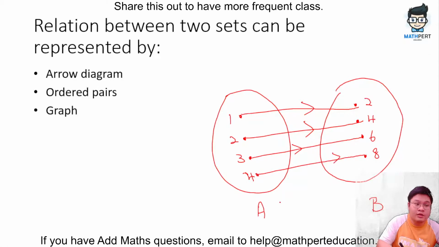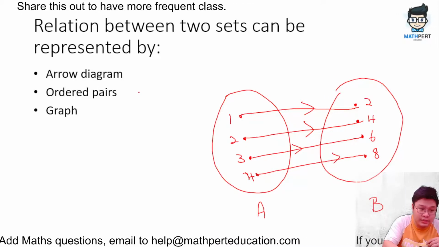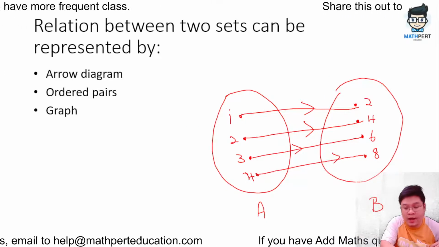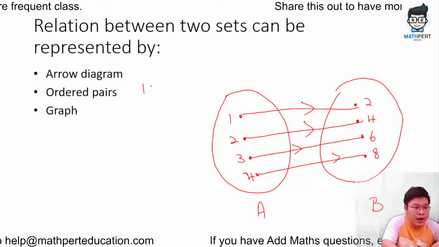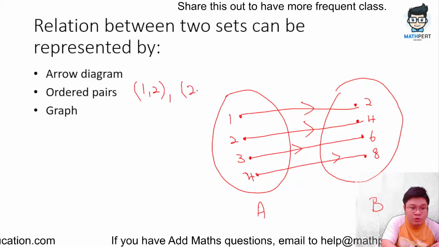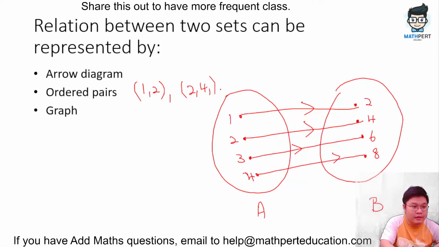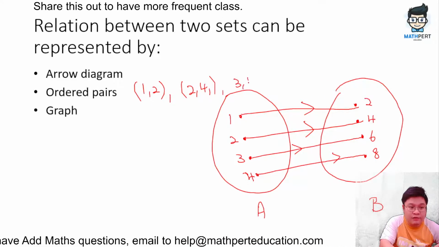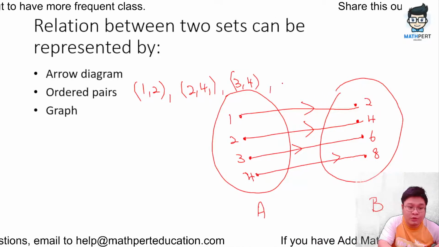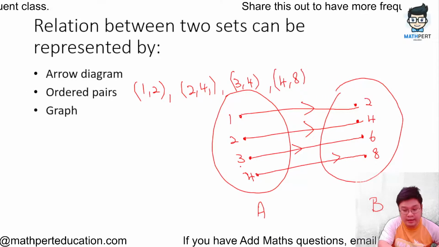Alright, so what about order pairs? Order pairs are something like this. 1 to 2, isn't it? Always start from the left hand side, 1 to 2. So (1, 2) is one order pair. (2, 4) is another order pair. Then (3, 6) is another order pair. The last one will be (4, 8). These are the order pairs.